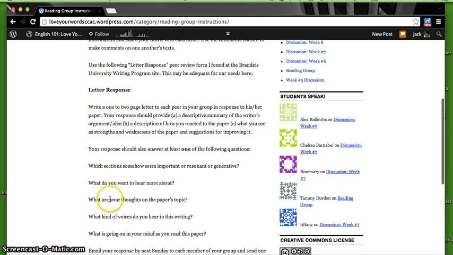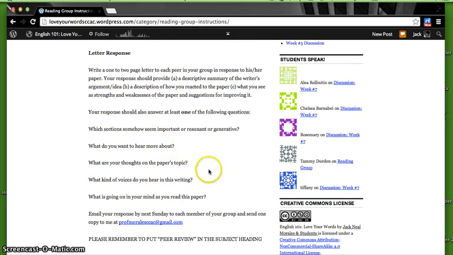So you have a letter response here, and you have several different questions to help you compose that. For instance, we have general questions like, what do you want to hear more about? What are your thoughts on the paper's topic? Which sections somehow seem important or resonant or generative?